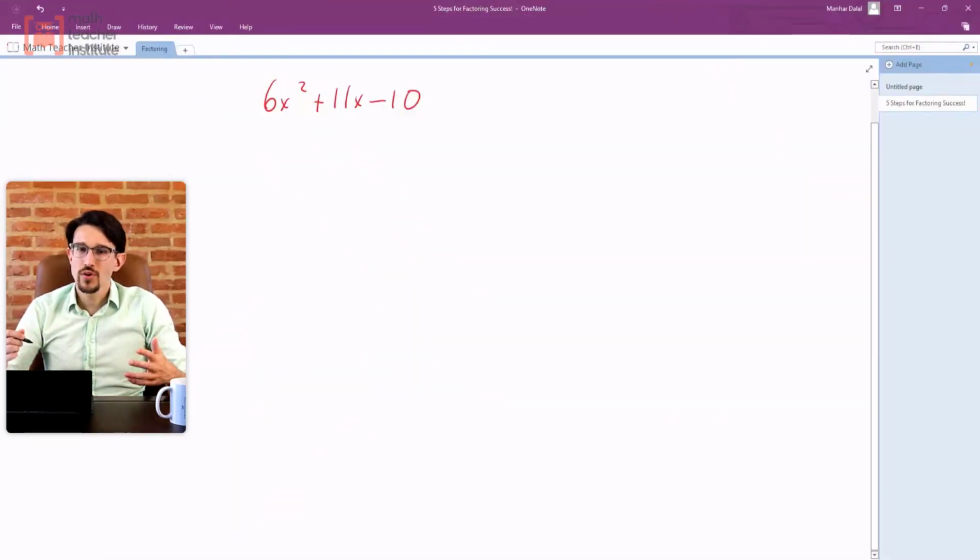All right. So here we have a pretty disgusting looking quadratic for us to factor. 6x squared plus 11x minus 10. Now what you'll see in here is me working this problem out on my Microsoft Surface Pro.